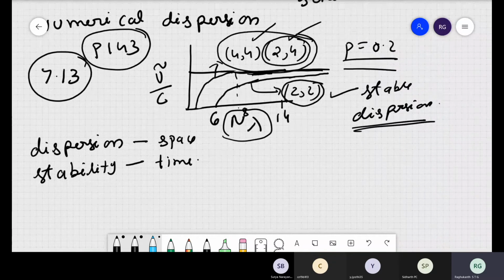So now what is a 2,4 scheme? In time it is second order, in space it is fourth order. Now what is 4,4? In time it is 4, and in space also it is 4. So if you take the 2,4 scheme and the 4,4, both of them will give you the same thing in terms of dispersion. The reason is the spatial derivative you are approximating is fourth order here and here. Now this is 2,2, and this is 2,4 itself.